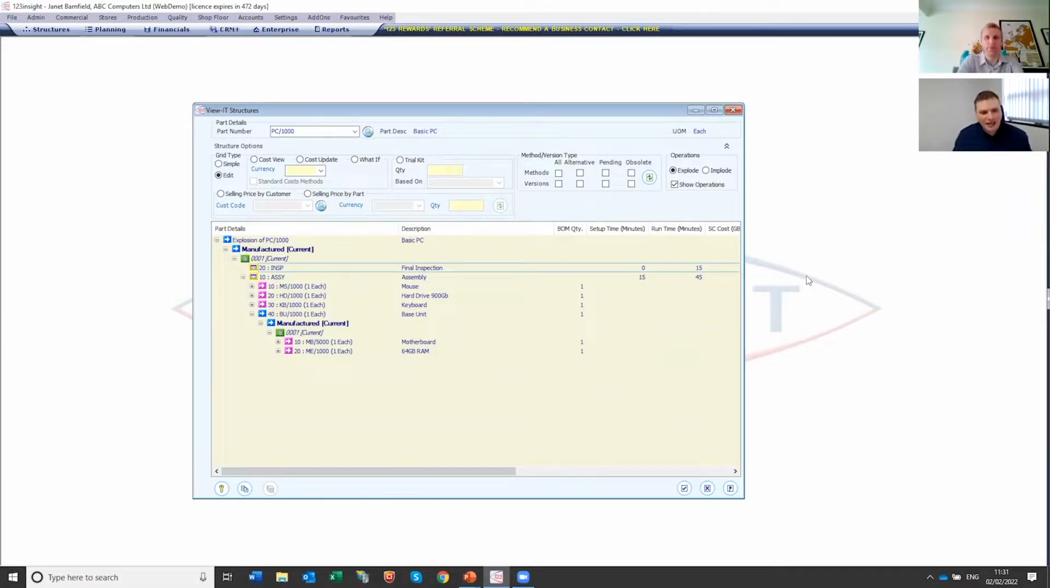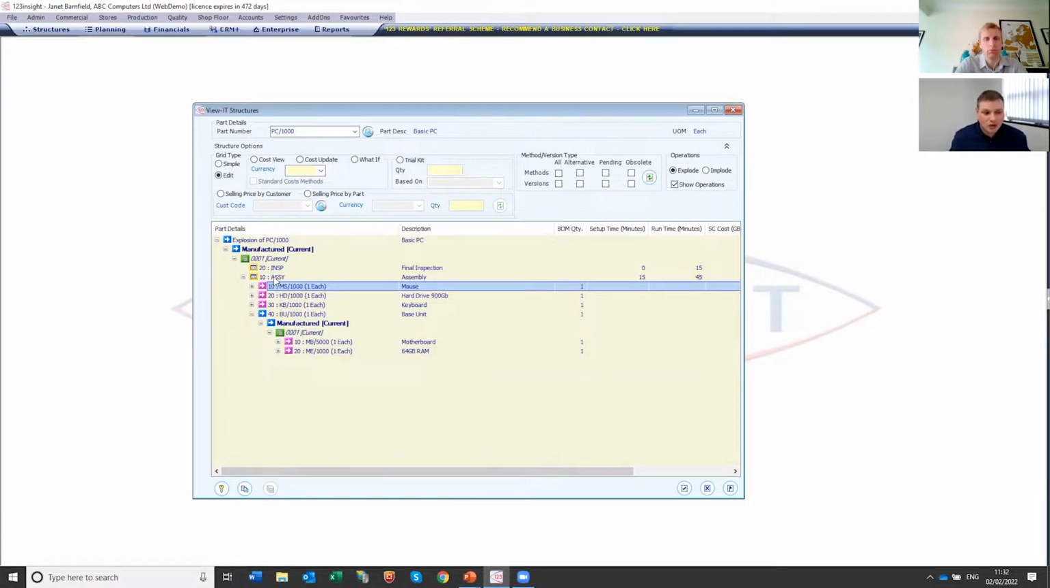And look, on the screen here, I've got an example that matches the one I had up on PowerPoint just now. So this is my PC 1000. I use a mouse, a hard drive, a keyboard, and a base unit. The base unit itself is made out of a motherboard and some RAM, in this case 64 gigabytes of RAM. And look, so the base unit is an assembled part. It is a sub-assembly. The motherboard, the memory, the keyboard, the hard drive, and the mouse, they're all purchase parts, and so they're using those pink icons here. That's peculiar to our interface. That's not a general rule, I don't think it is.